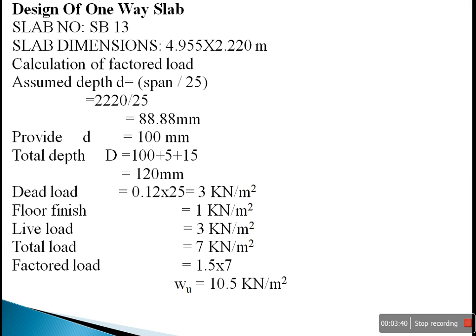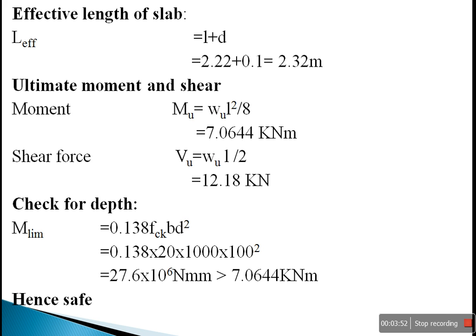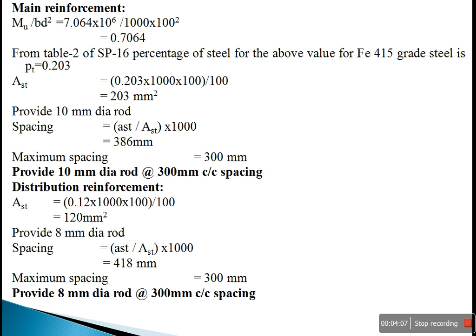Design of one-way slab. One-way slab: we have considered slab number SB13 as 4.955 into 2.220 meter. Total depth equal to 120 mm and factored load we have calculated as 10.5 kN per meter square as per IS 456 codebook. Effective length of slab is equal to L plus d, 2.22 plus 0.1 equal to 2.32 m. Ultimate moment and shear is calculated from IS 456: Mu equal to wl square by 8 and Vu equal to wl by 2. Check for depth: the depth is safe, hence the structure remains safe.